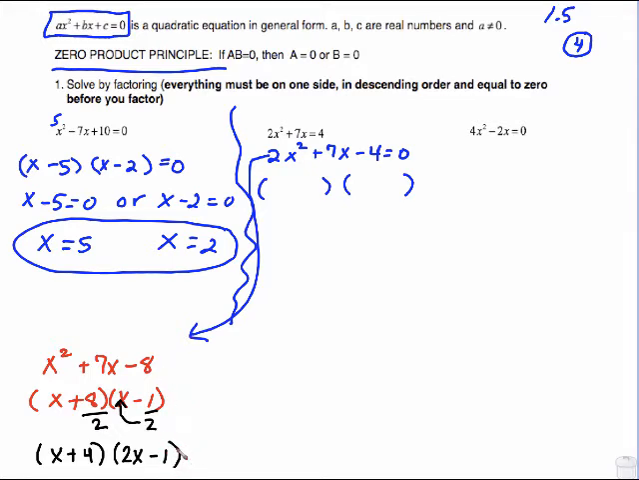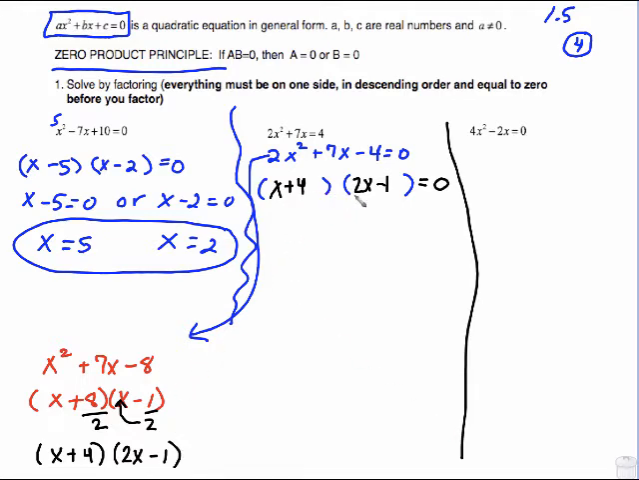So now I'm going to take this factorization here that's in black and come up here and put x plus 4 times 2x minus 1. And of course there are other ways to factor a quadratic, and if you know those other methods, that's fine. This is just the way I teach it now.